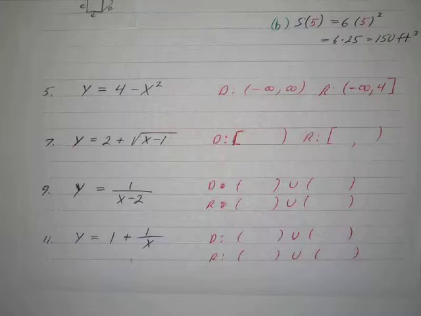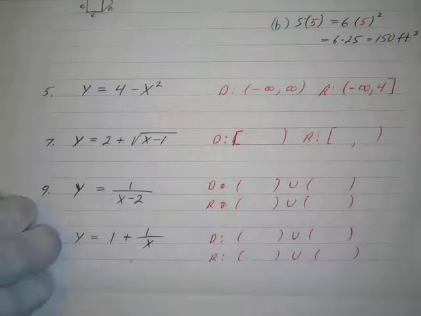Some more problems from section 1.2, and this is number 7. And we have y equals 2 plus the square root of x minus 1. Now this is a situation where we do have some natural restrictions on the domain x because we can't have a negative under the radical.